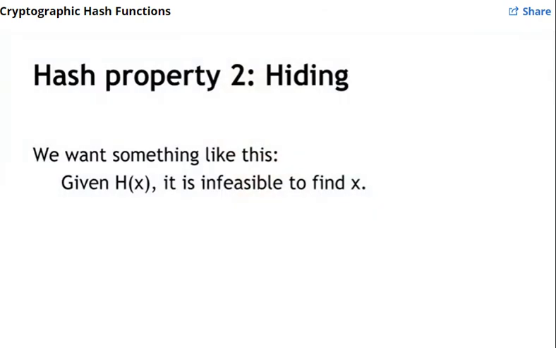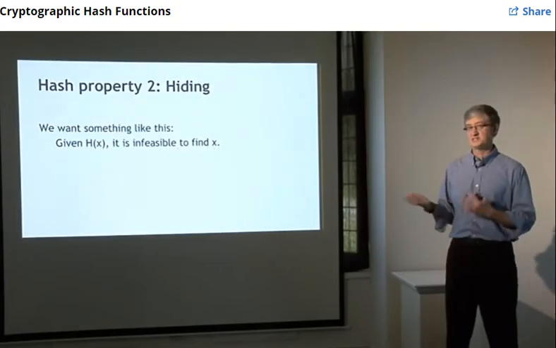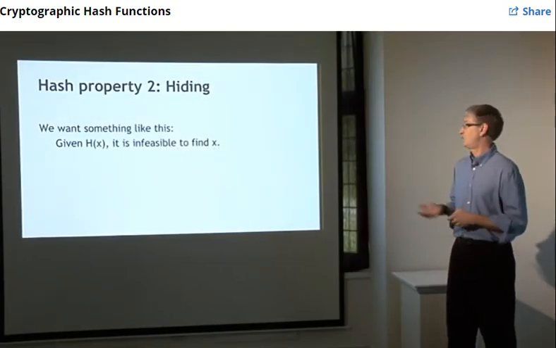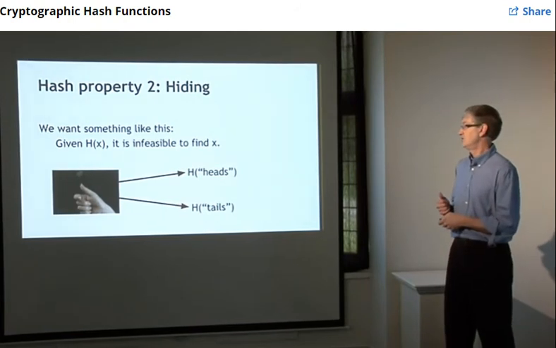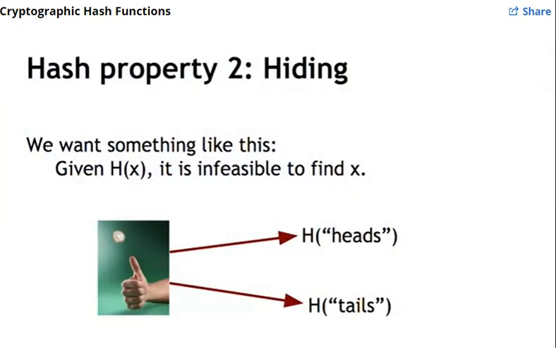So the second property that we want from our hash function is that it's hiding. And the property that we want is something like this: that if we're given the output of the hash function, there's no feasible way to figure out what the input x was. The problem is that this property doesn't exactly hold. And to understand why that's the case, let's look at this example. Here, what we're going to do is an experiment where we flip a coin, and if the result of the coin flip was heads, we're going to return the hash of the string heads, and if the result was tails, we're going to return the hash of the string tails.